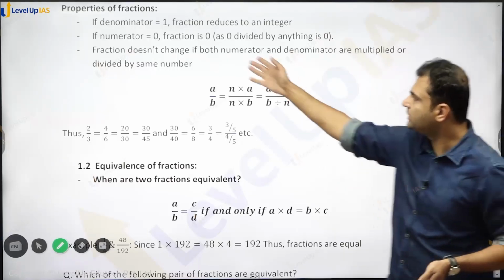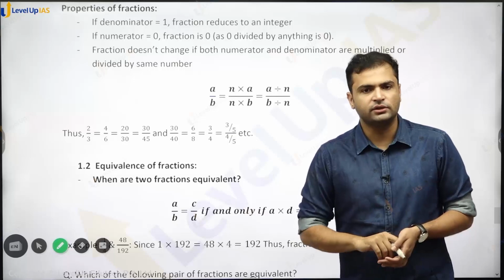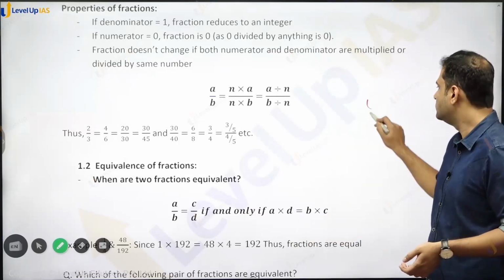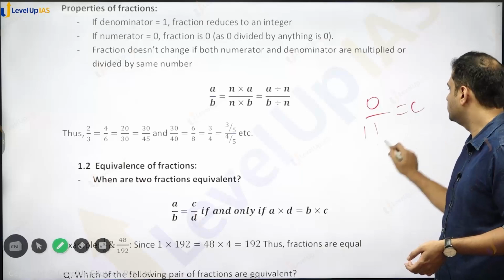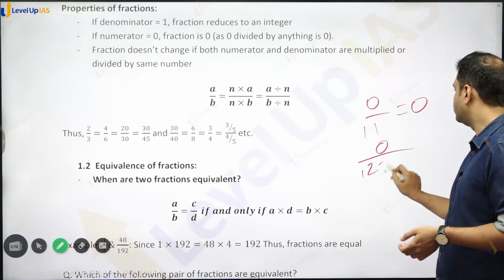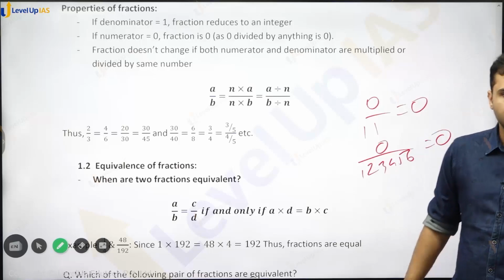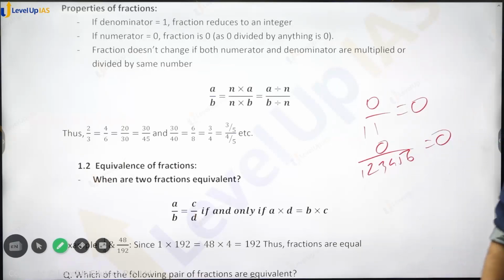Secondly, if numerator is 0, then fraction is 0, because 0 divided by anything is 0. 0 by 11 is 0. 0 by anything, 1, 2, 3, 4, 5, 6 is 0. 0 divided by anything is 0.